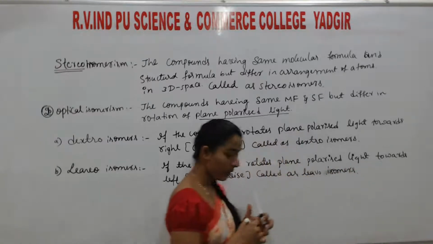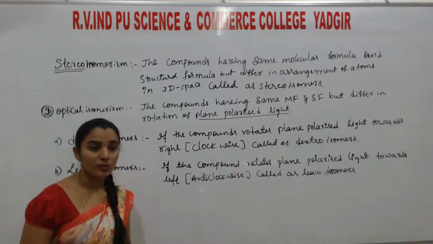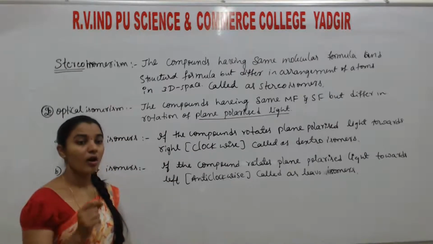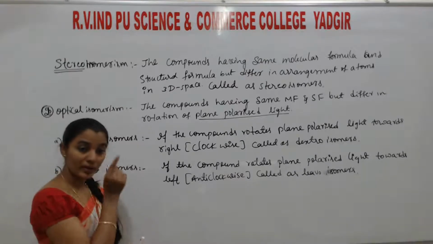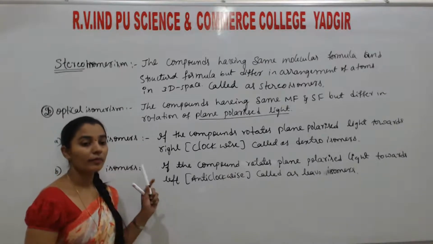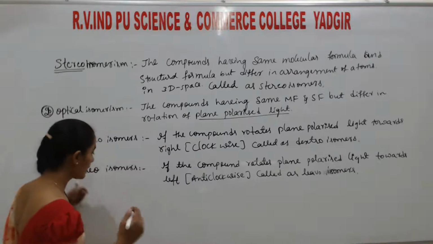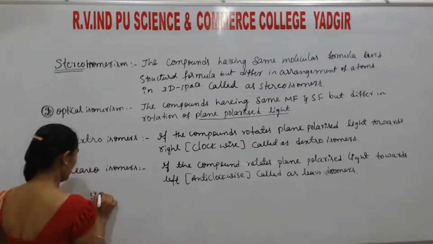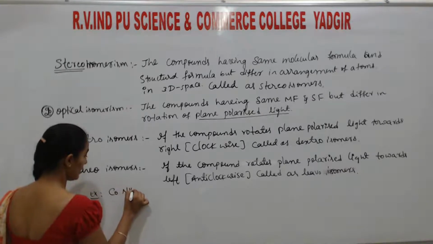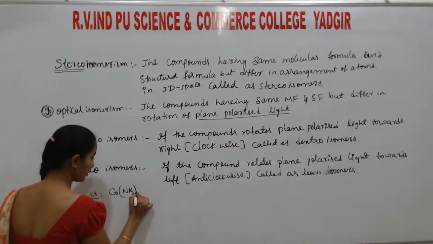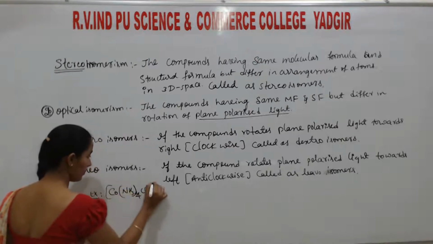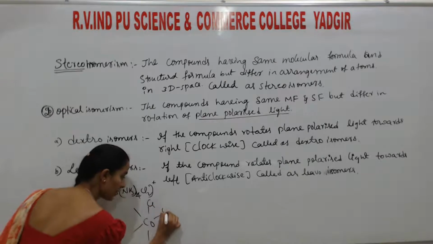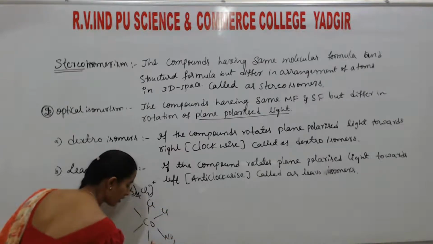So students, remember, all the cis isomers are optical isomers. Are you getting? All the cis isomers, what I explained before, are optical isomers. So I'll take one example here, like Co(NH3)4Cl2 plus. So listen students, if I write the compound like this, 2 Cl atoms are here, NH3 atoms are here.